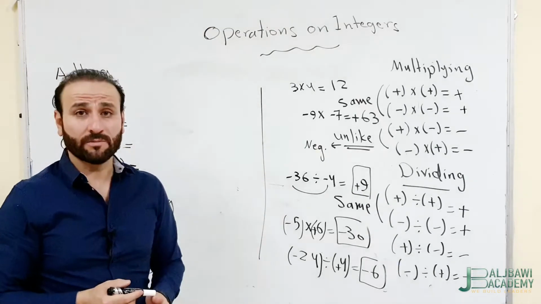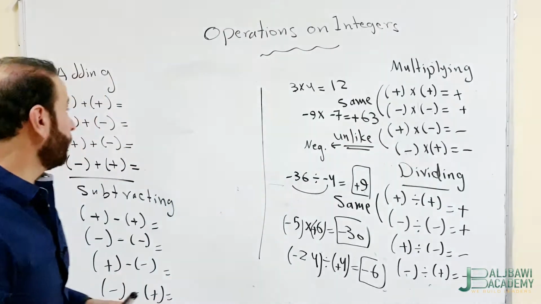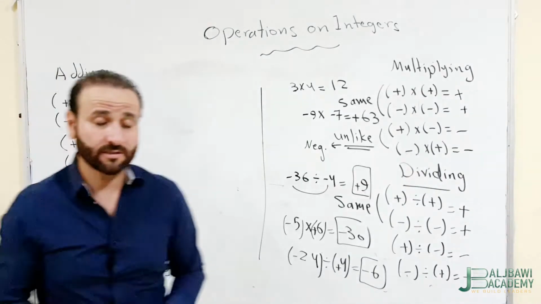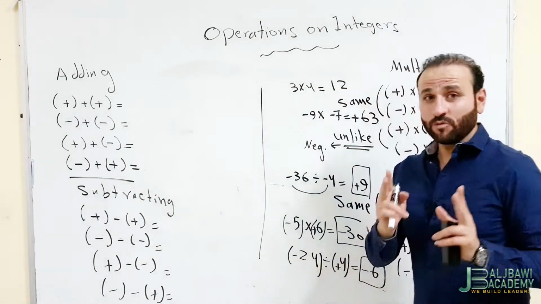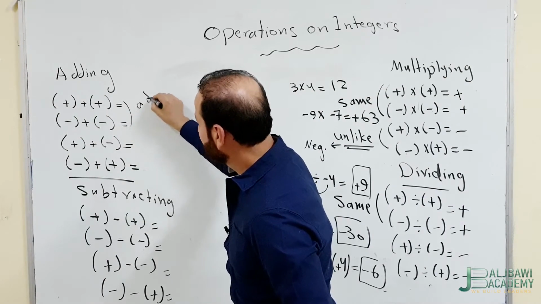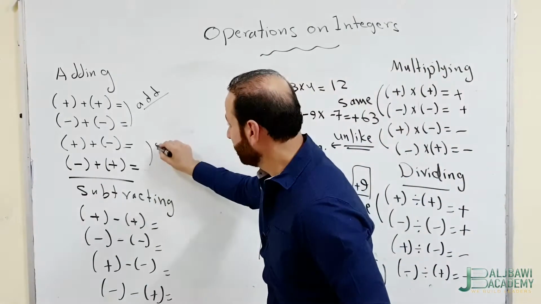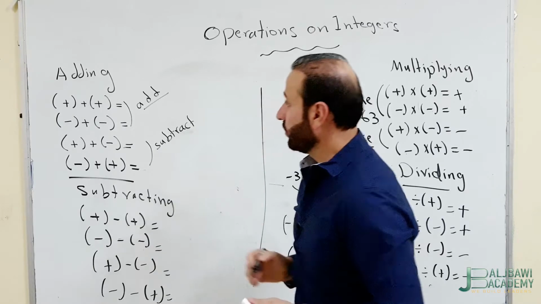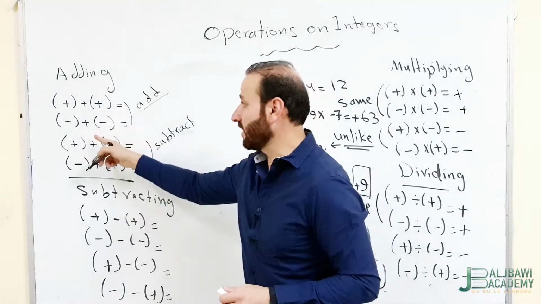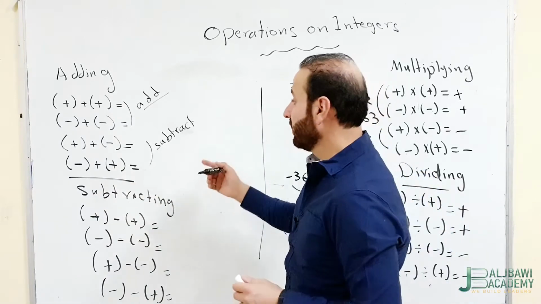I started with multiplication and division, as I told you, because it's easier to work on them. Now, let me work on adding and subtracting integers. In adding, we have two rules. If we have the same sign, we add and copy the sign. If we have different signs, we subtract and we put the sign of the bigger number.